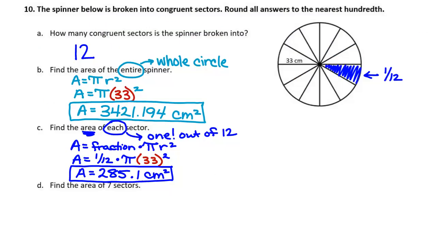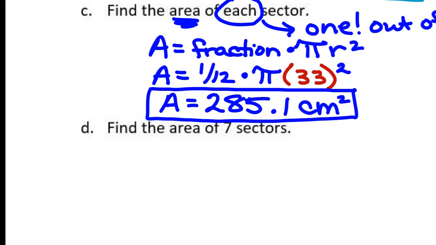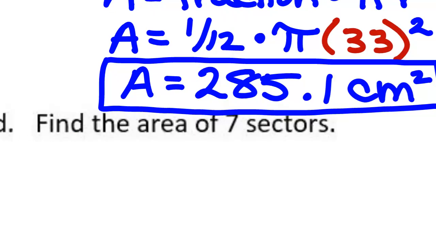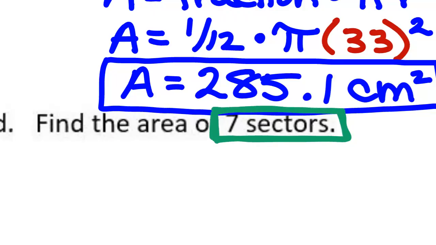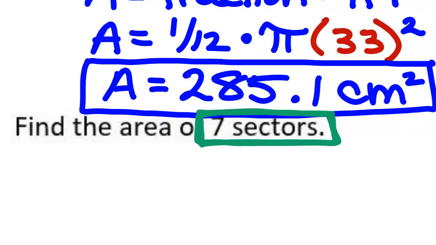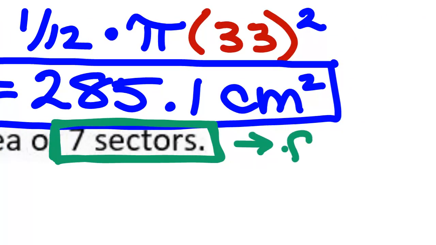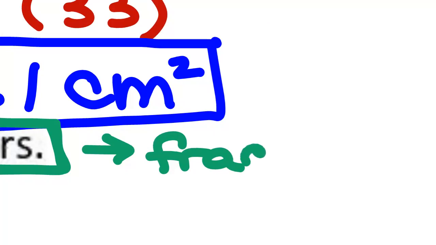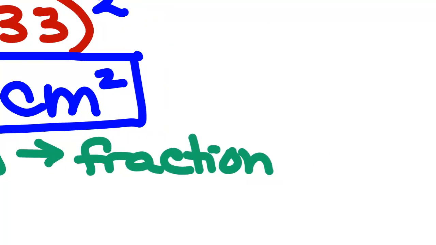There's only one little piece that's different between parts C and part D. What is different in part D from part C? We're looking at 7 sectors. Will that affect my radius? No. What will that affect? The fraction. What will the fraction be now? 7 over 12.